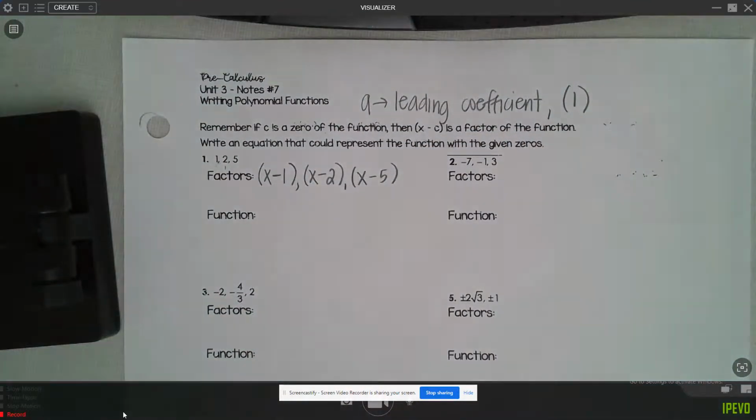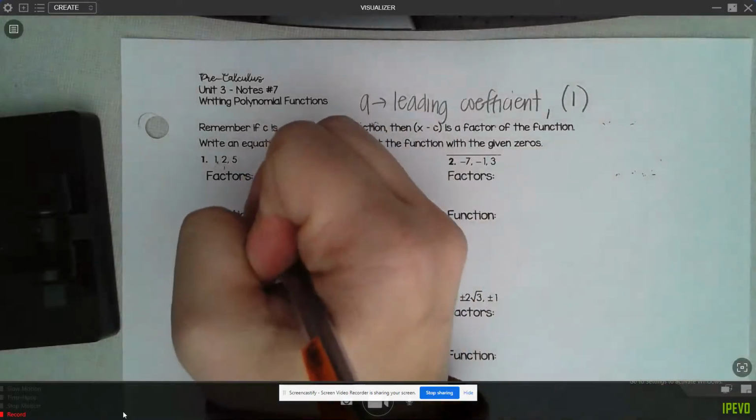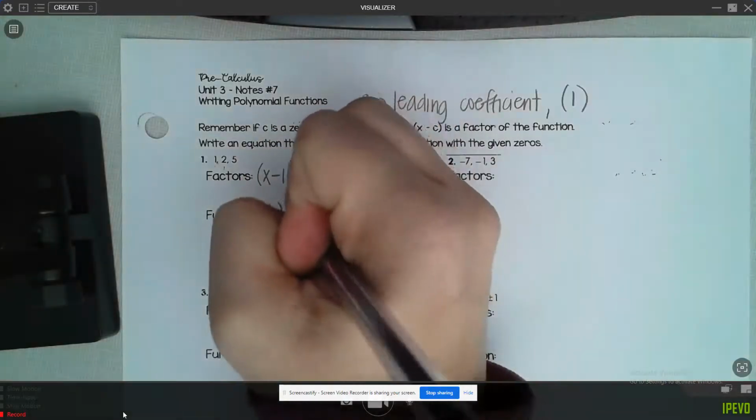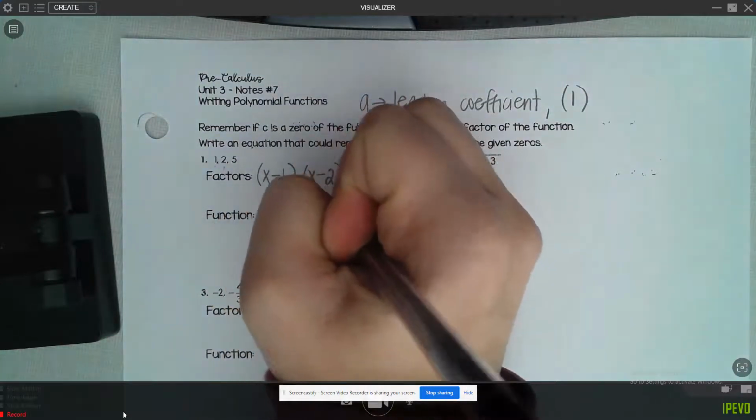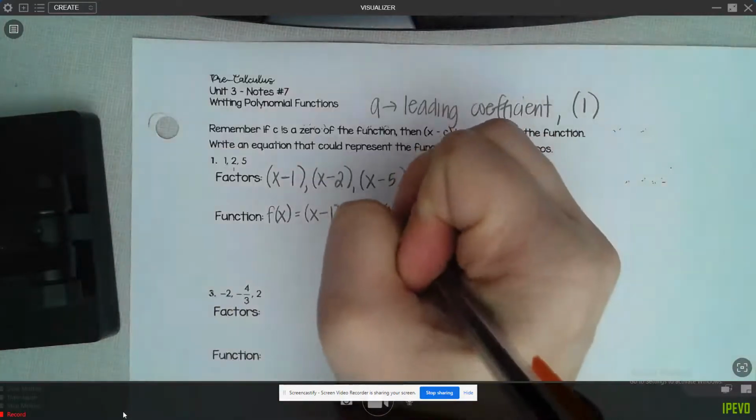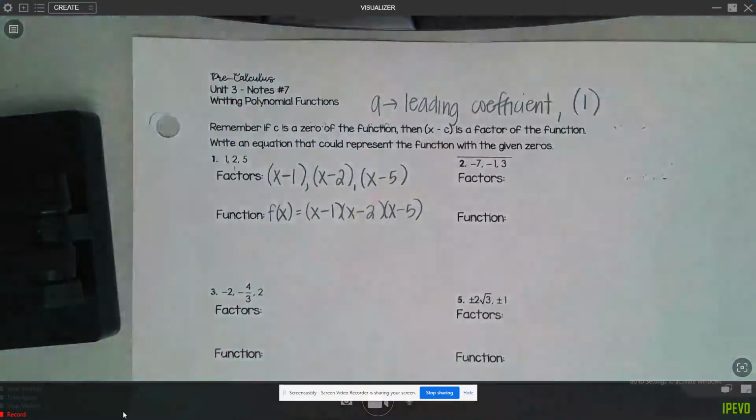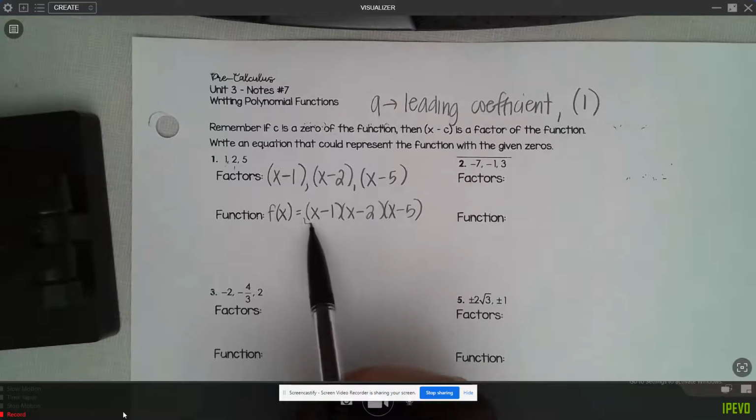Those are my factors. Now, I want the actual function, which means I want it in standard form. I don't want it in factored form. So you're going to start off by saying f of x equals, list out all of your factors, like so. Now, if I want this in standard form, it means I need to FOIL, I need to distribute. You can't distribute over more than 2. You guys only know how to distribute over binomials, 2, not 3.